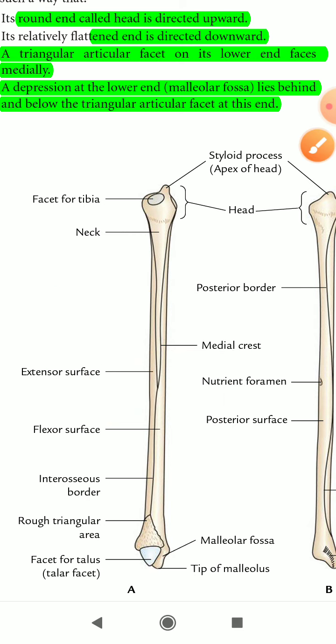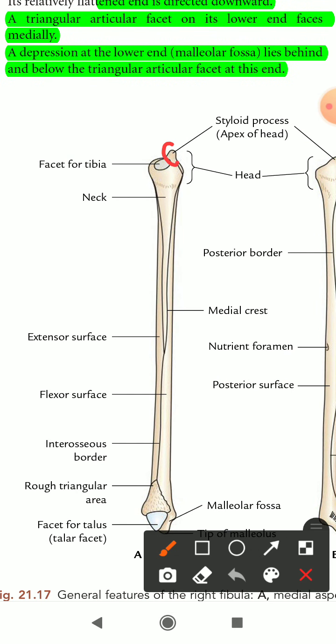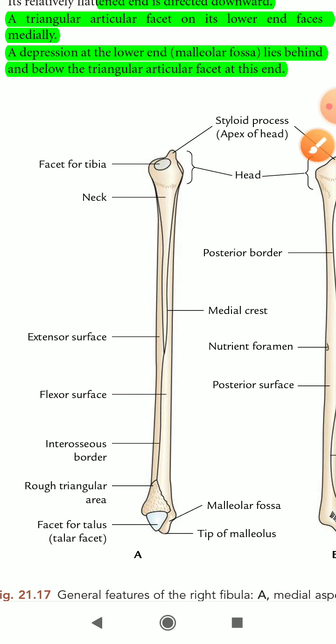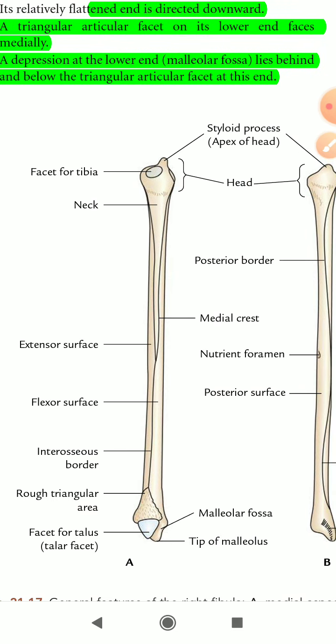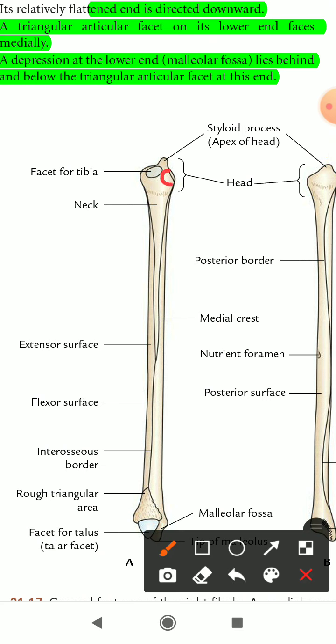Number two, it contains a bony projection at the upper end, which is known as the styloid process. And this styloid process is for the attachment of the fibular collateral ligament. And number three, it contains a sloping surface in front of the styloid process in a C-shaped manner, which provides attachment to the insertion of the biceps femoris muscle.